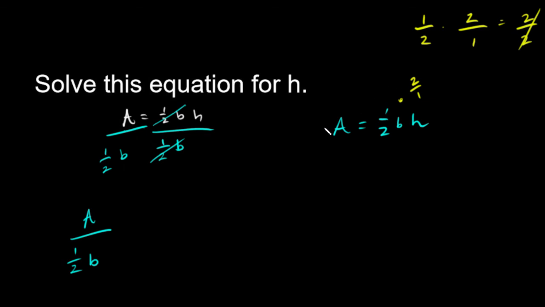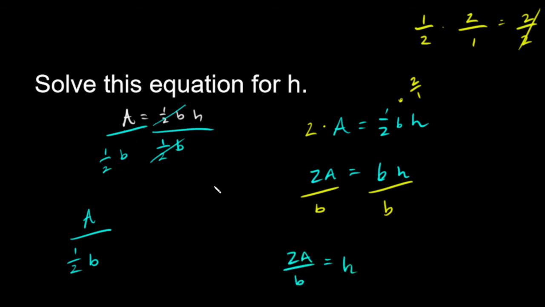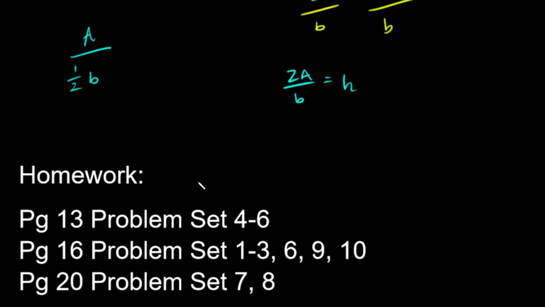And what you do to one side, you have to do to the other. So we're multiplying this by 2 as well. And so you'd have 2A equals BH. And now do what we did here and divide by B. This is much cleaner. You've got 2A over B equals H. Ta-da. Very good.